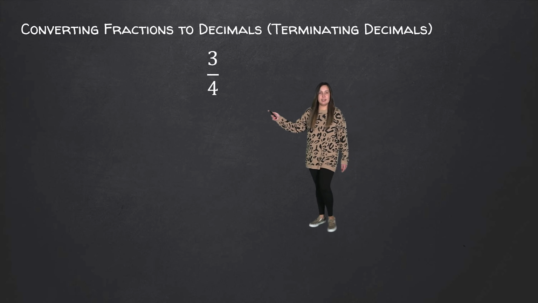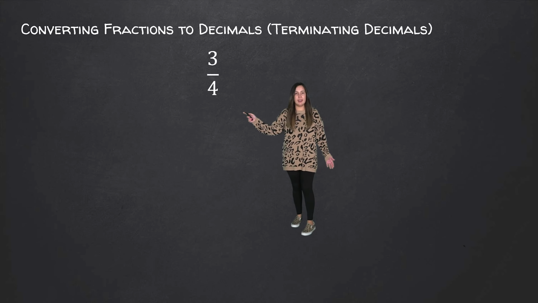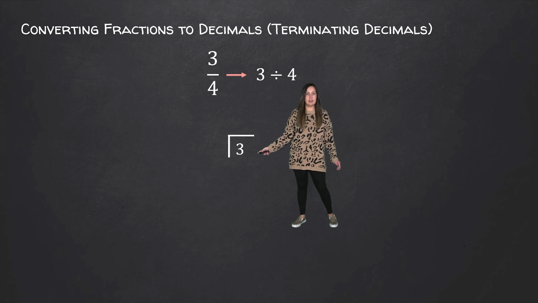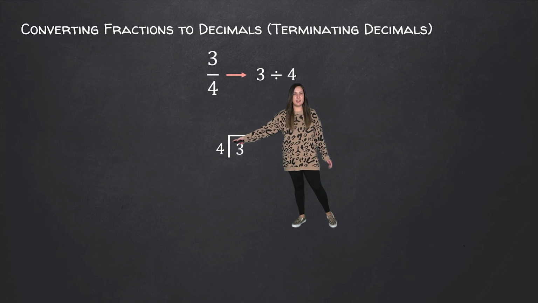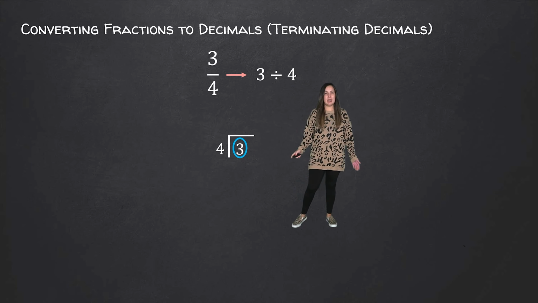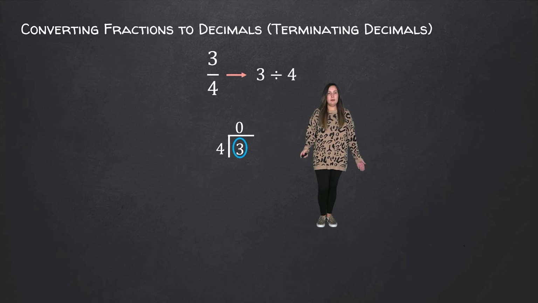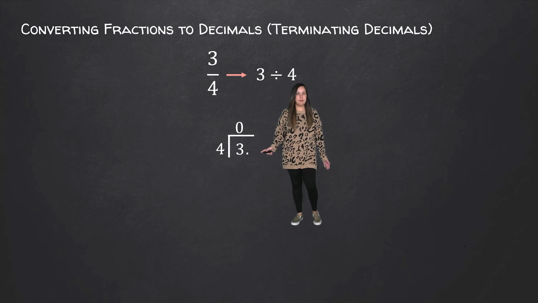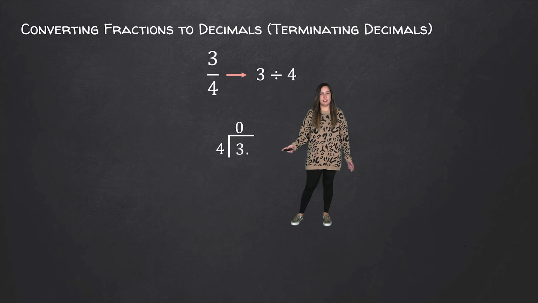So here we have a different example. We have 3 over 4. And again, in order to write it as a decimal, we have to divide. We divide 3 divided by 4. So that means that our numerator is our dividend and our denominator is our divisor. And then we ask ourselves, how many times does 4 go into 3? Well, 4 does not go into 3, so we put a 0. And then we add a decimal point after the 3, and we add a 0 after it. And then we make sure that we bring up the decimal point so that we have the correct value.